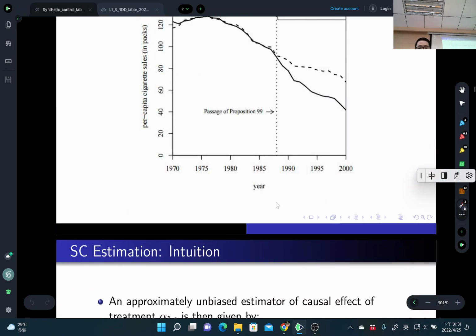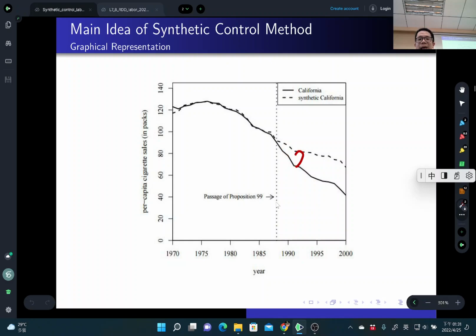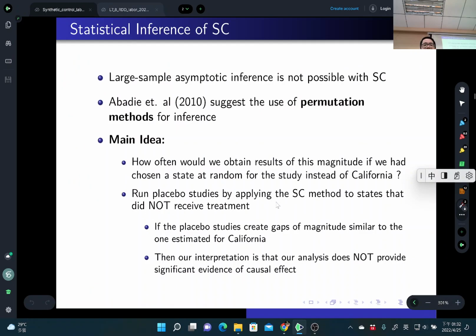So the next question is, we know we can get a point estimate, some causal effect estimate, but we don't know whether this big difference is just a chance finding or represents a causal effect. It's possible that even if no effect happened in 1989, we run the synthetic control and still find this gap. It may just be by chance that we find this result. So we need to do some hypothesis testing to know whether our estimate is significantly different from no effect, significantly different from zero or not.